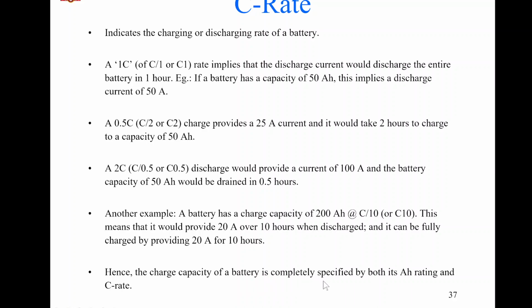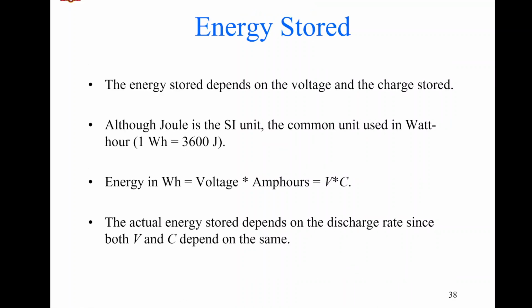So the charging capacity of the battery is completely specified by its ampere hour rating and the C rate, the rate at which it can deliver the current or take in the current. Then we are looking at the energy stored.